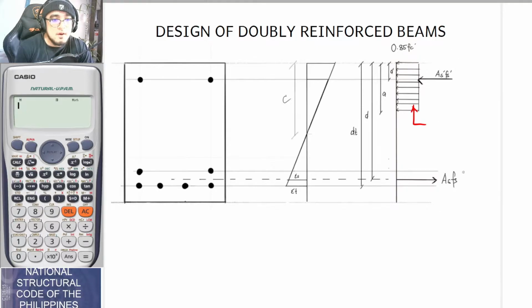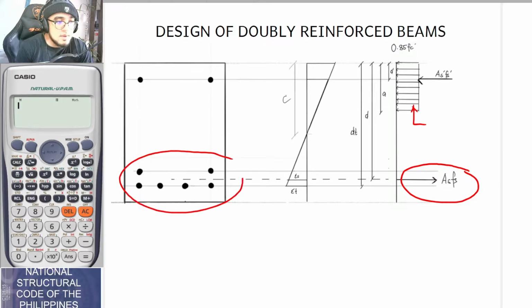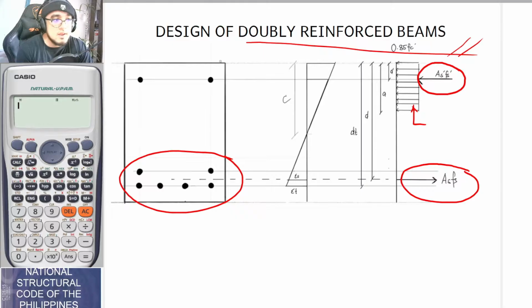We also have the tensile force as brought about by the tensile reinforcement, and the difference between, of course, your doubly reinforced beams and that of your singly reinforced beams is that in your doubly reinforced beams, you would now be having compression reinforcement. It is to be by these steel rebars. And in our stress diagram, it is already included here. So AS prime, FS prime.